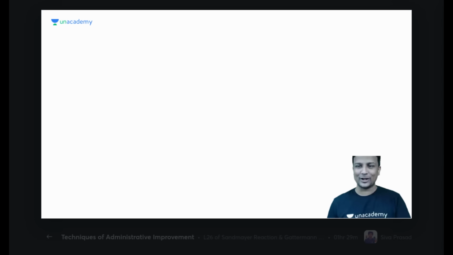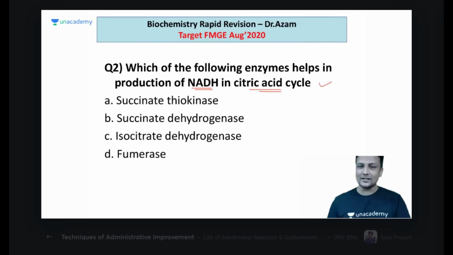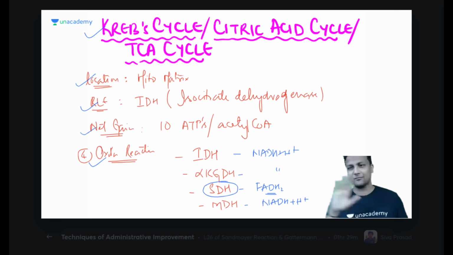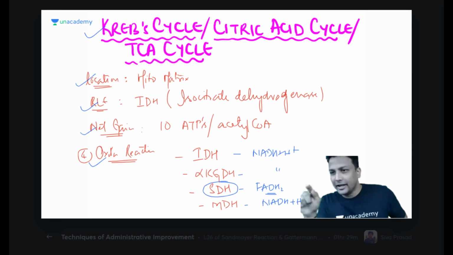Enzyme helps in the production. Here will be produced, succinate thiokinase, no. Succinate dehydrogenase, it is FADH, no. Isocitrate dehydrogenase, yes, it is NADH. And fumarase, no. So NADH in citric acid cycle is produced in the third enzyme. The points which are required for the MCA exam, sir. That's all. These are the golden points.